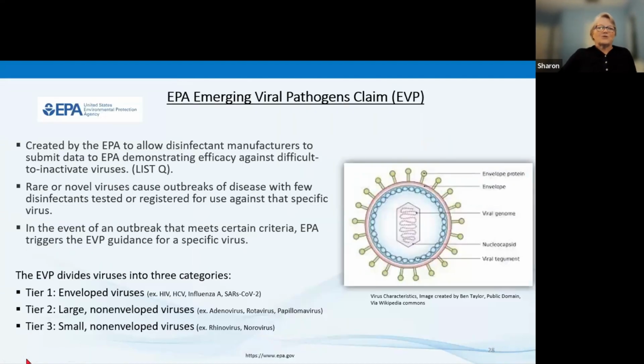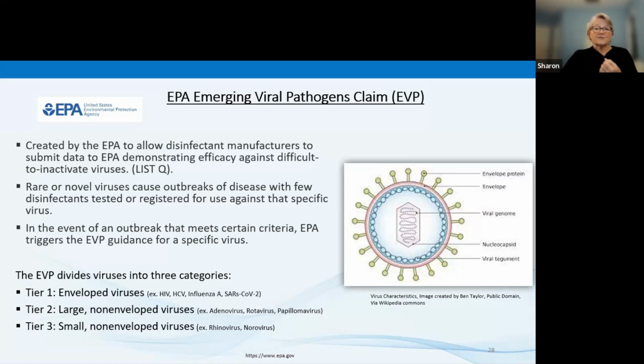Okay, so back to that emerging viral pathogens claim. When COVID first appeared, we didn't know much about it, especially what can be used to appropriately disinfect potentially contaminated surfaces. We had no products that had label claims stating they were effective against it. So for this reason, the EPA, Environmental Protection Agency, created the emerging viral pathogens claim. And it's triggered by the EPA in novel or outbreak situations like COVID or monkeypox.